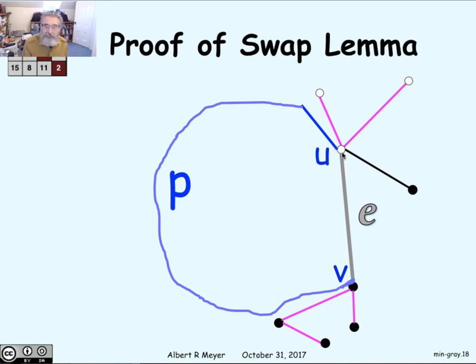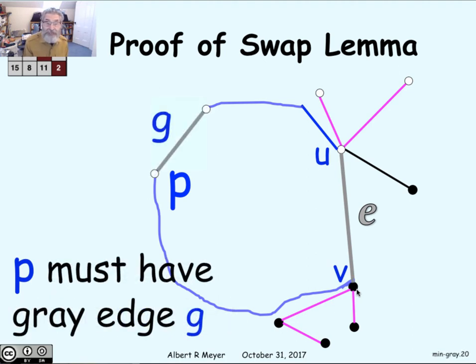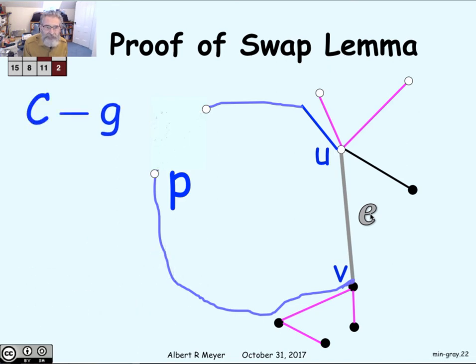Okay, now here's the elegant argument. Look at this path. It starts at white and ends at black. It's got endpoints of different colors. It has to have a gray edge. That's going to be G. Now, of course, as soon as I find a gray edge in C on this path, I know it's going to be heavier than E, so I've satisfied the main criterion, which is that it has to be heavier.